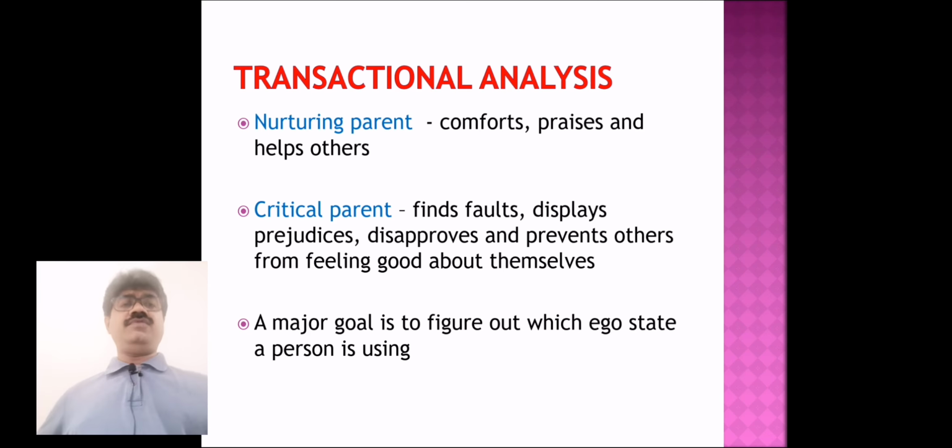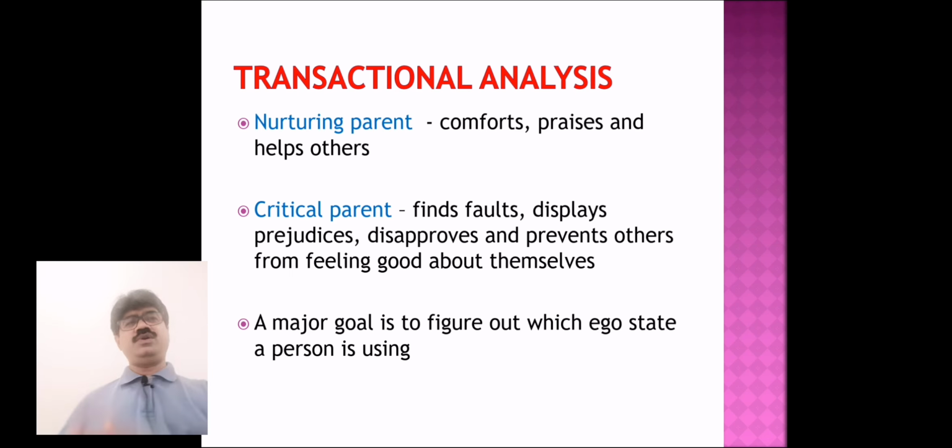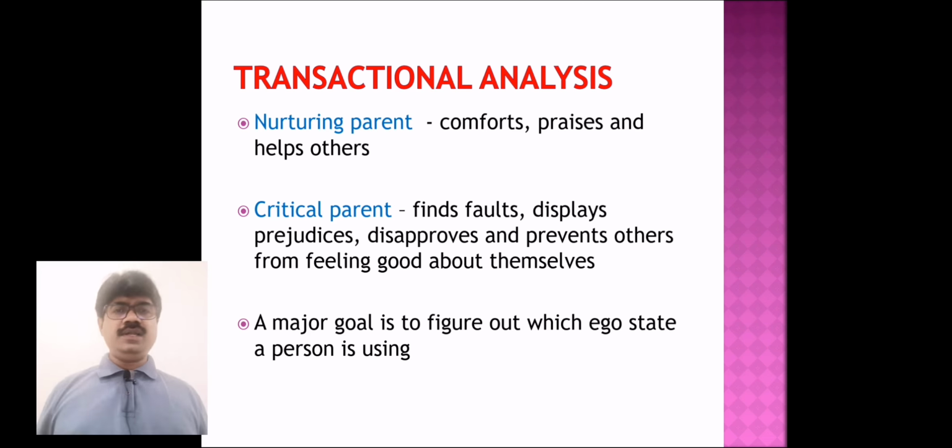We need to figure out which ego state a person is in. Sometimes the person is in a critical parent ego state, always trying to find fault and always disapproving of whatever you say, always prejudiced. And sometimes, maybe a manager in a company keeps on encouraging people. He is in a nurturing parent state when he is encouraging you, when he behaves like a true leader. And sometimes he behaves as a critical parent, like a boss.